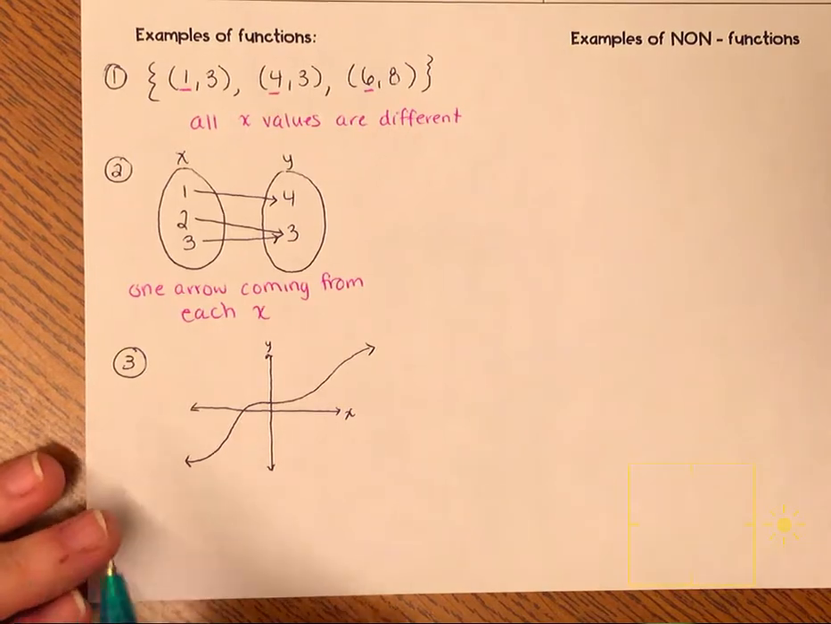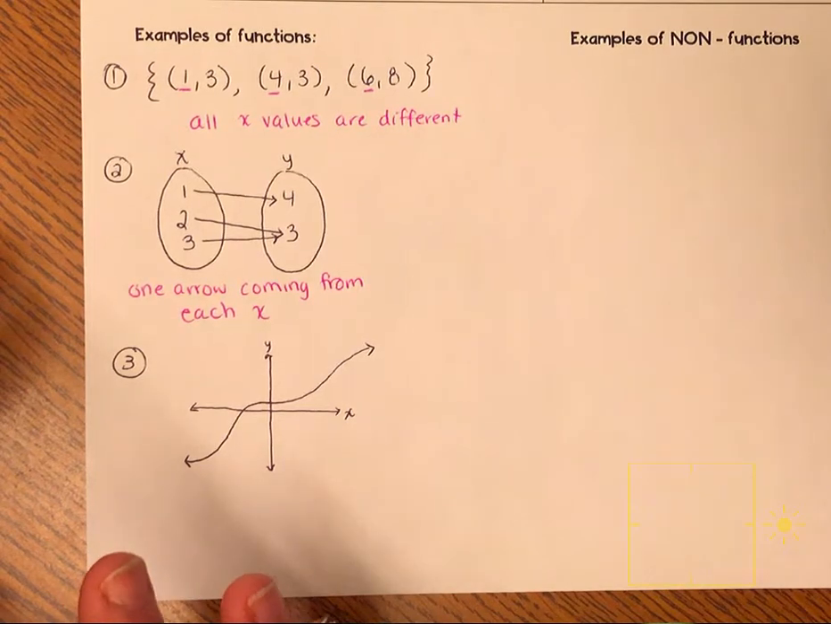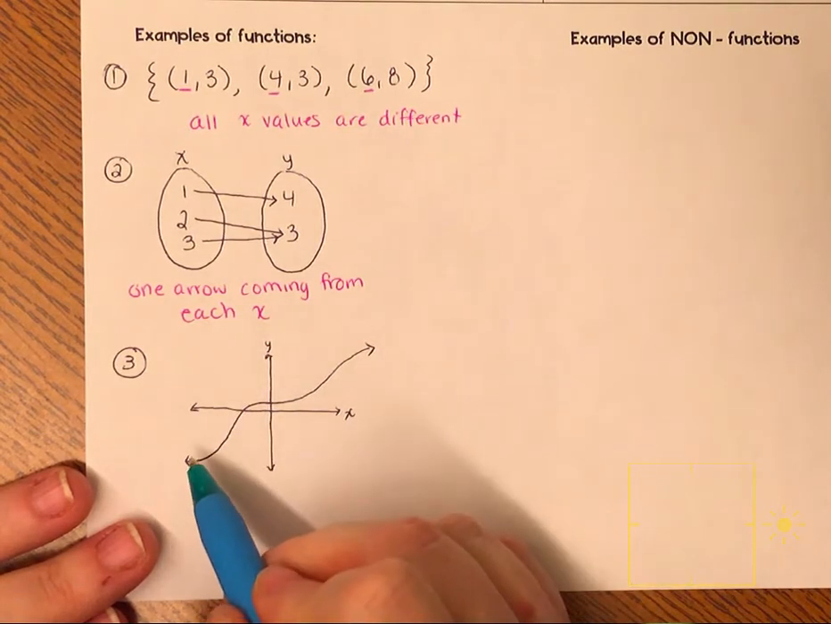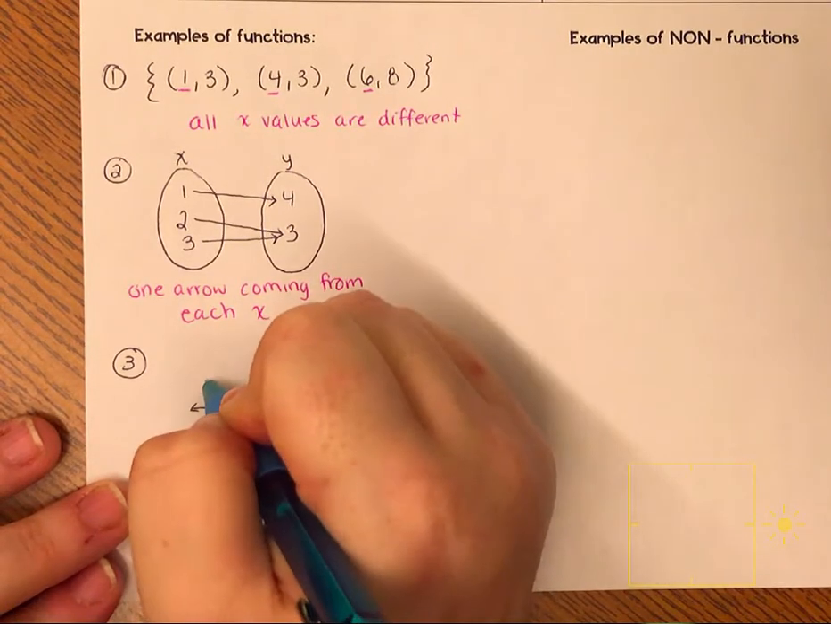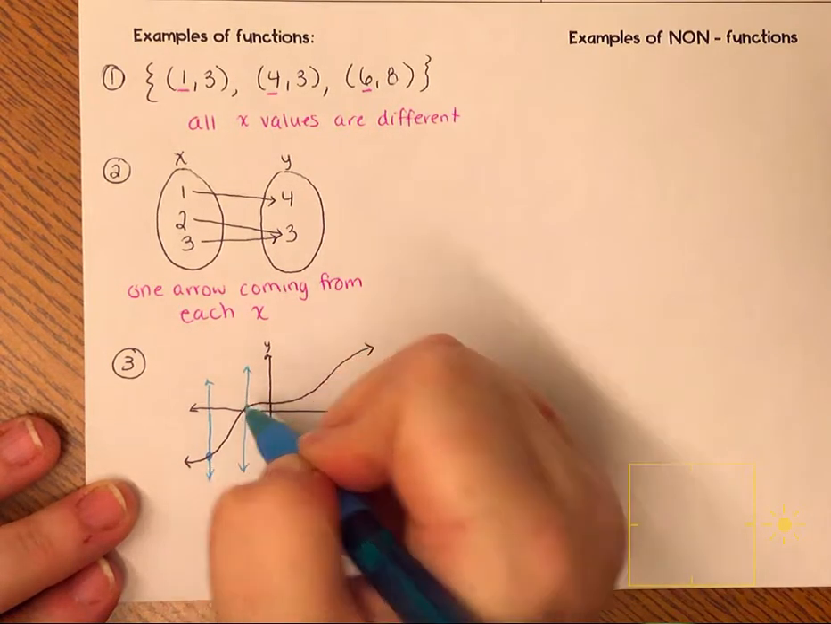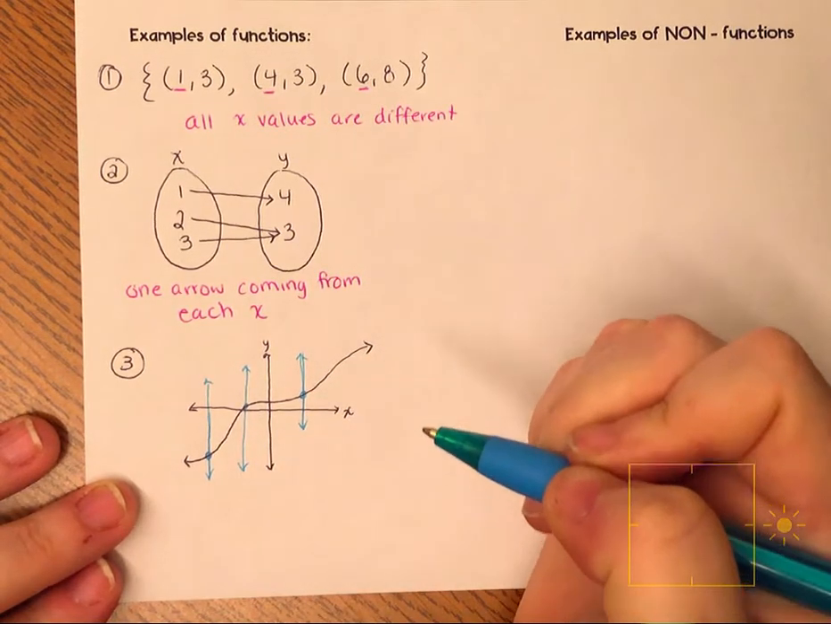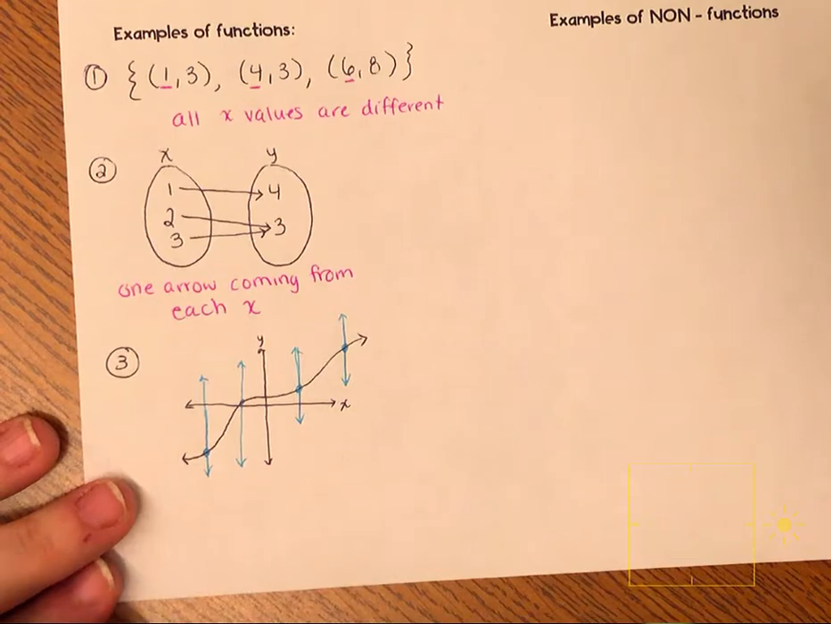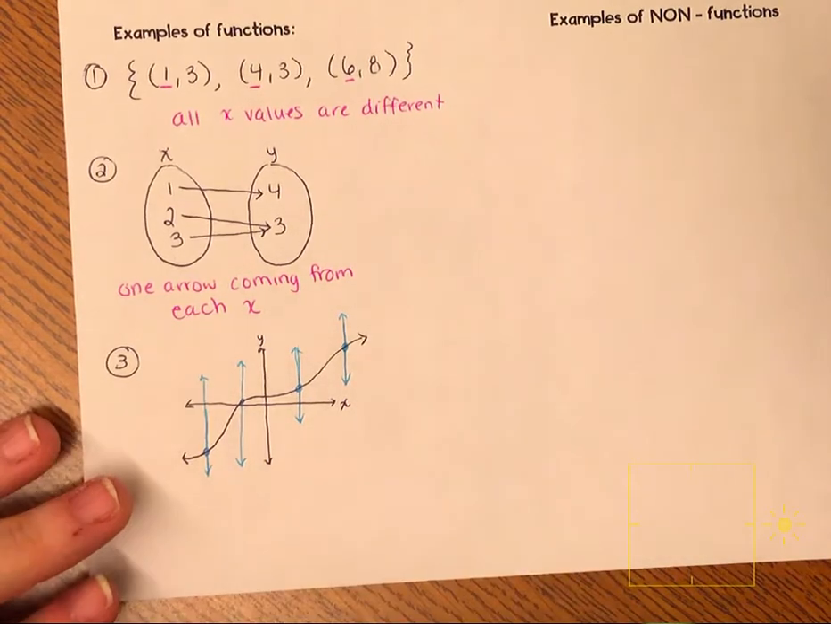To determine if it is a function on the graph, we do a vertical line test. Now I'm going to draw multiple vertical lines to see how many times it crosses the graph. Not the coordinate plane, not the axes, but the graph itself, this curved line. So if I draw a vertical line here, it'll cross once. If I draw a vertical line here, it'll cross once. Here, once. Here, just once. So all of these, it's crossing only once, and I can draw as many vertical lines as I want, but it will still only cross one time.